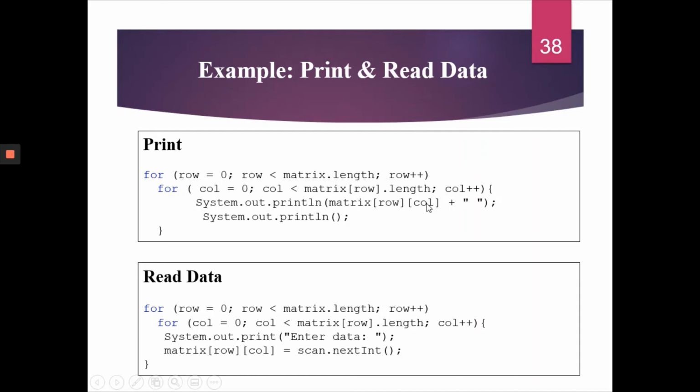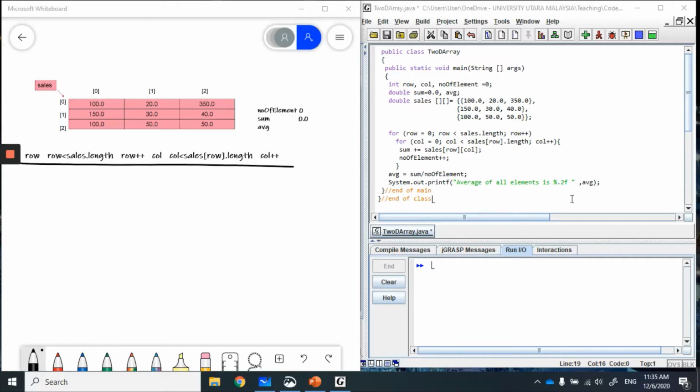So it will traverse one by one as we did just now in the tracing table, starting from index [0][0], [0][1] until the end of the row, and then continues to the second row until the end. So it will print whatever value that you have inside the array. Okay, hopefully you can trace and do it by yourself, because it is just the similar process. This example is how to calculate the average of all elements that we have in two-dimensional array.